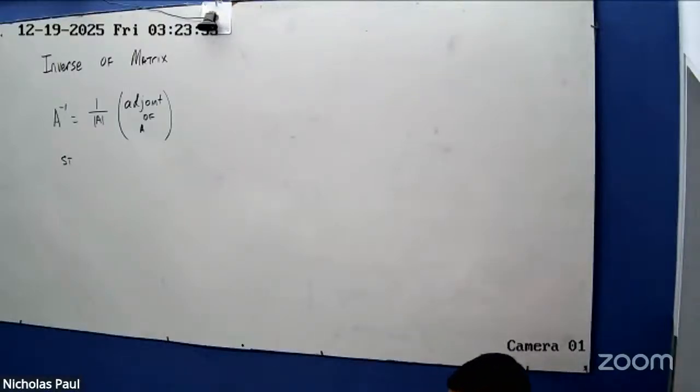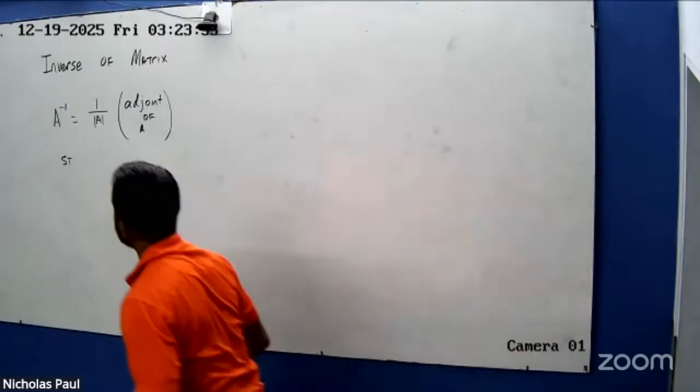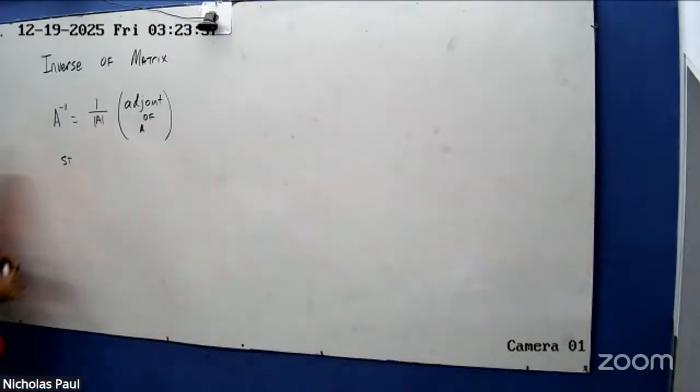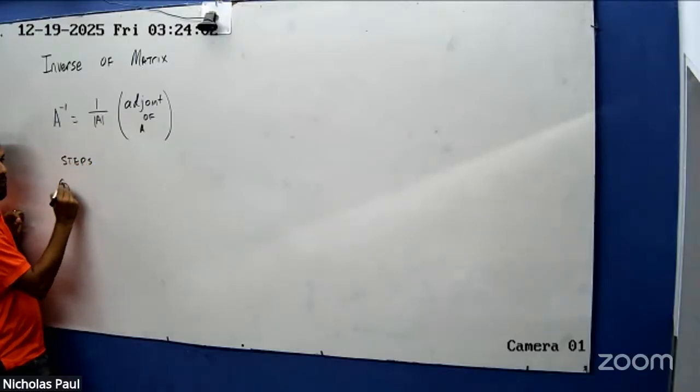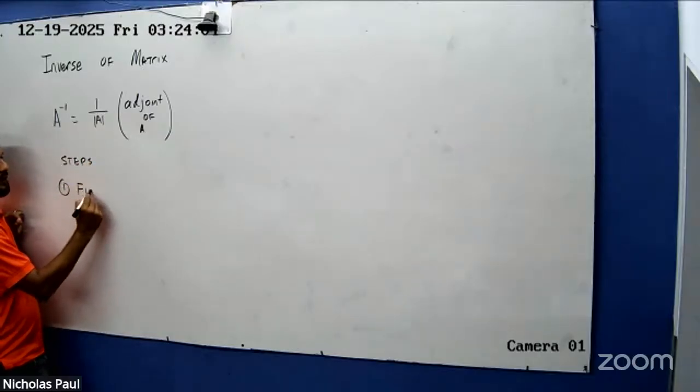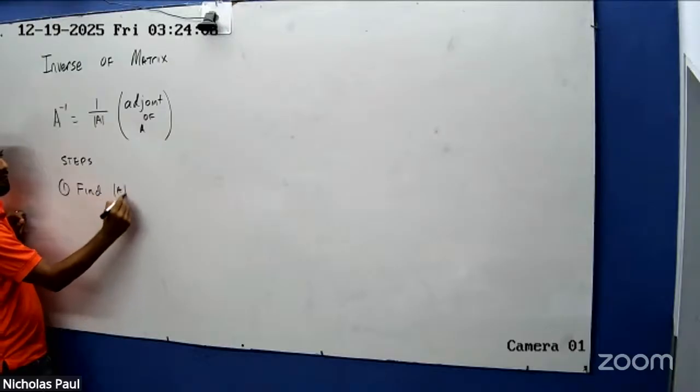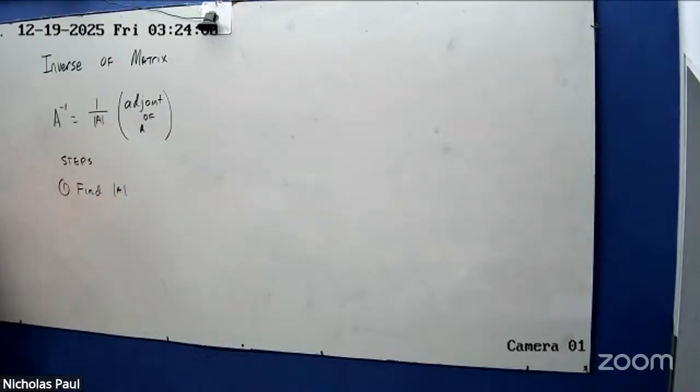Right? So how do we find the inverse of a matrix? I'll give you all the steps. Step number one is that you have to find the determinant of A. That's what we did last class.